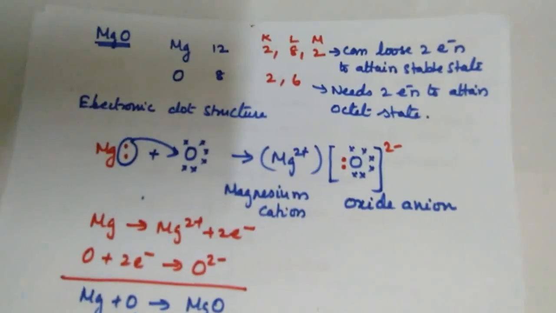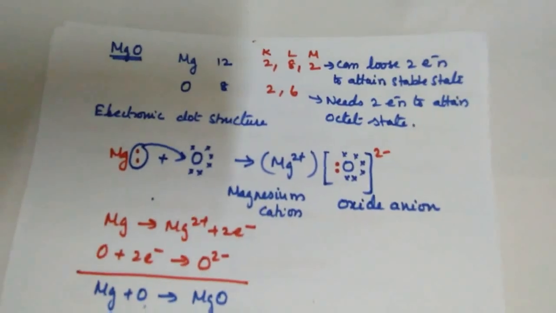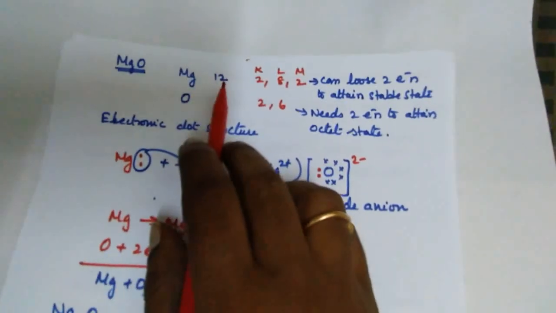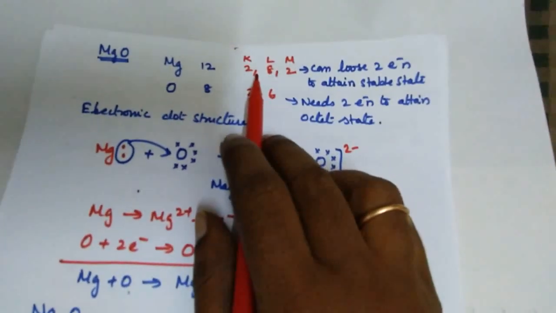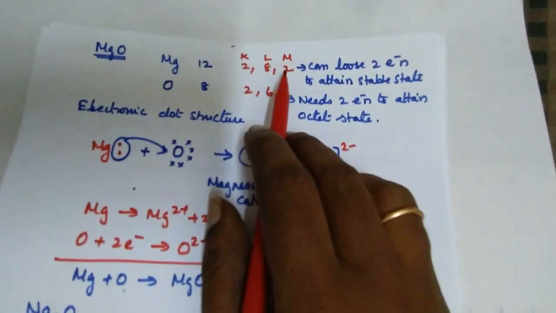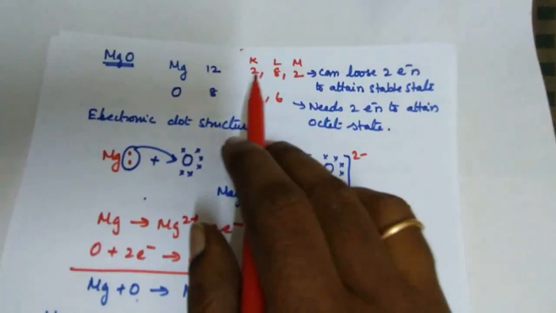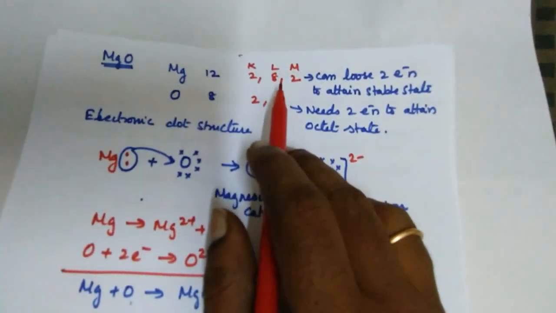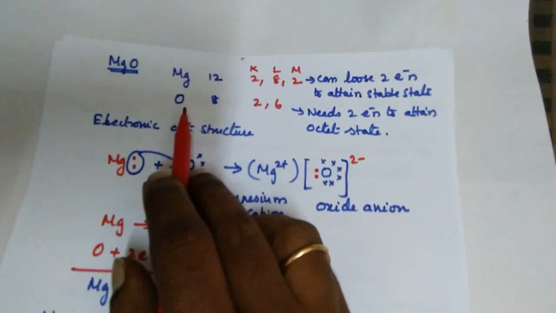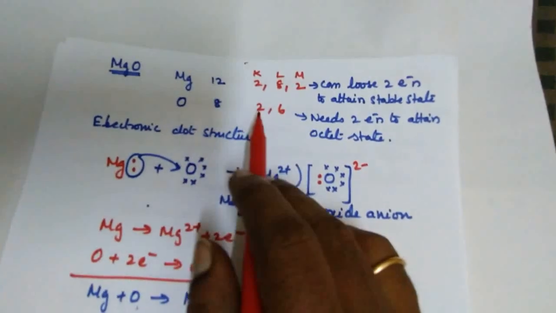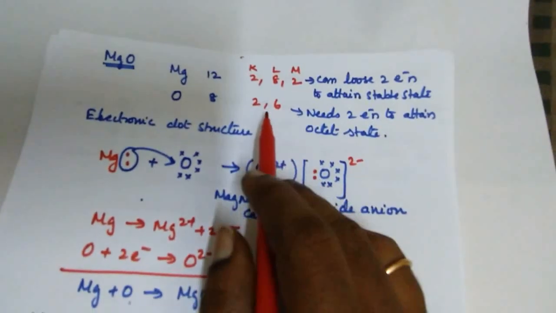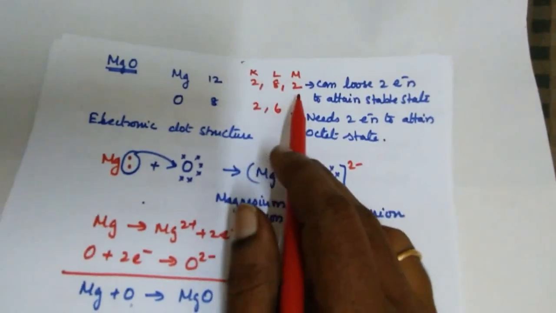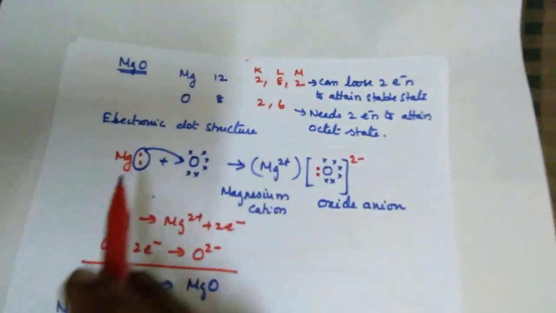Let us see some more examples to understand this electron dot structure. We have MgO. For magnesium the atomic number is 12, so the electron distribution is 2, 8, 2. Magnesium can lose 2 electrons to attain the octet configuration, right? And oxygen is 8, so it is 2, 6. It needs 2 electrons to attain the octet configuration. So it needs 2, and magnesium can give 2. So the transfer will take place.